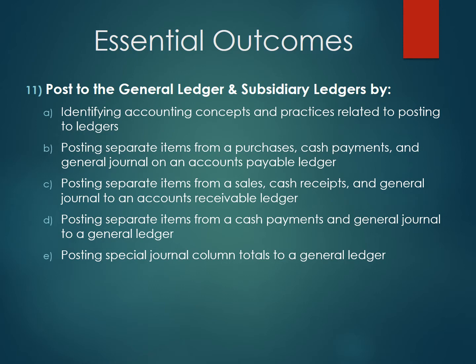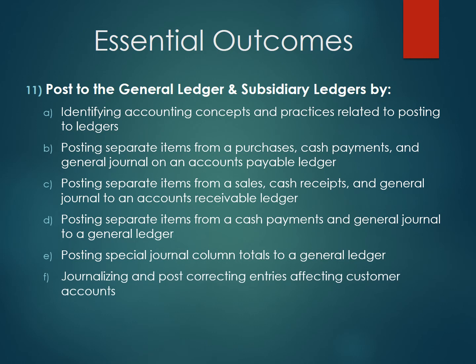E. Posting special journal column totals to a general ledger. F. Journalizing and posting correcting entries affecting customer accounts. And G. Connecting key terms in the chapter with application.